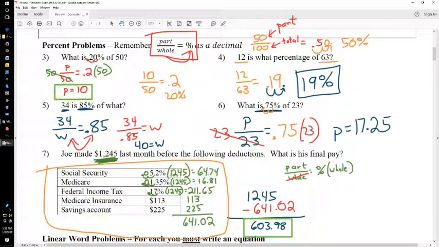Which, that's lower than it should be, partially because of the savings. I don't know how many of you are actually putting $225 in savings. Medical insurance typically isn't $113, but hey, that's what the problem said. We'll go with it. But that's how you would find it.